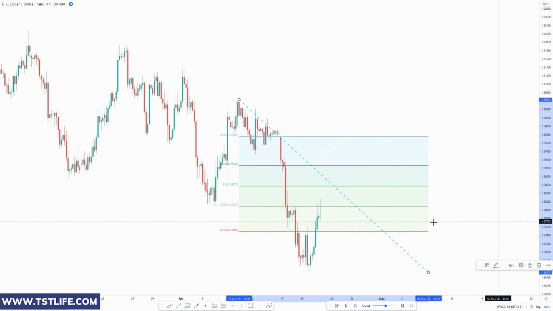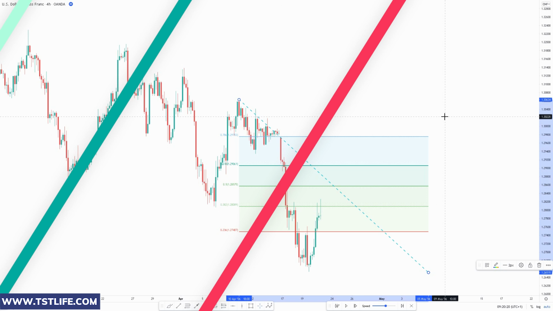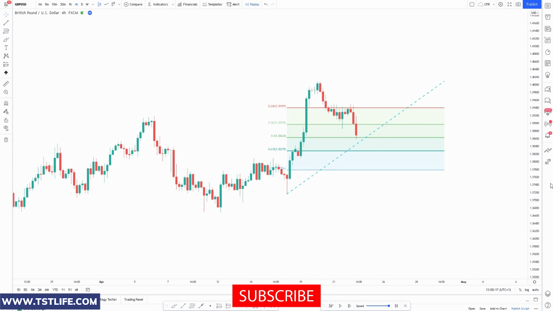Sounds complicated? No worries. Check out this example. This is the British Pound USD 4-hour chart. I've added the Fibonacci retracement levels to the setup. Keep watching as I'm going over a simple method to add them to your trading chart in the most accurate way. We can see this major uptrend.